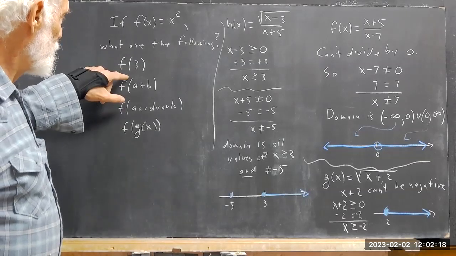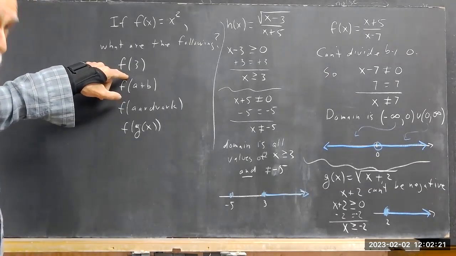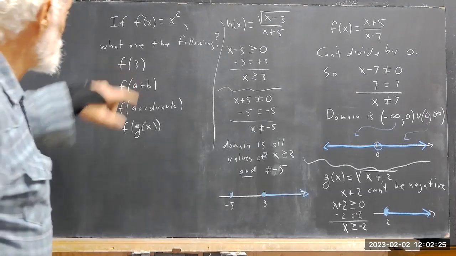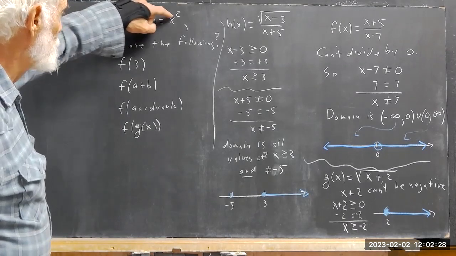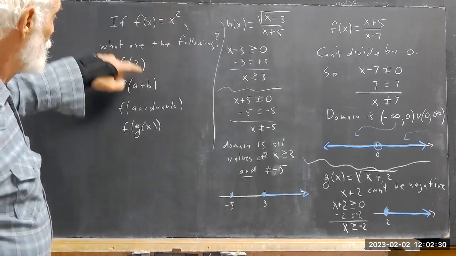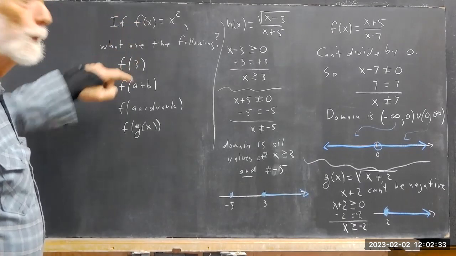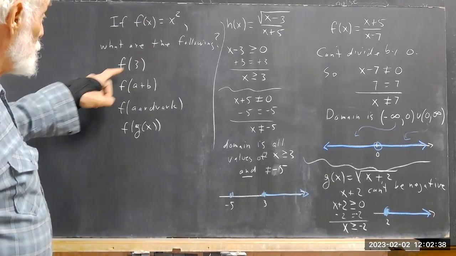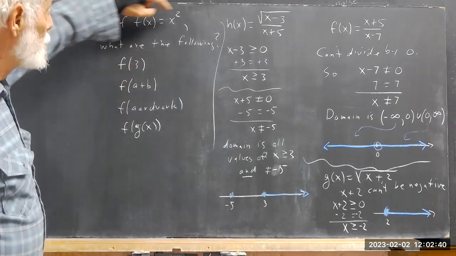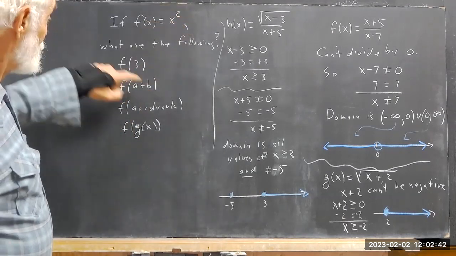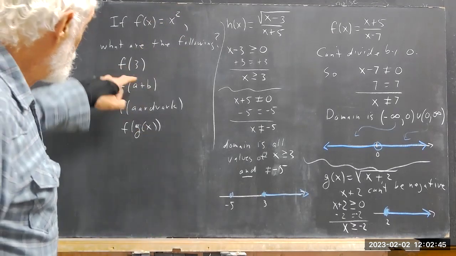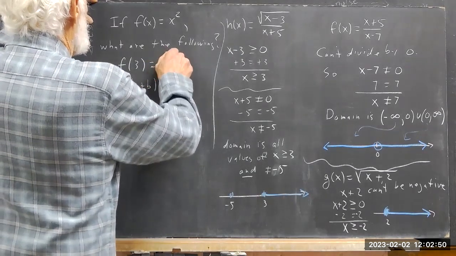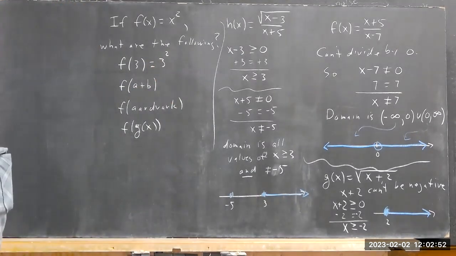Okay, so anyhow, without worrying about what any of this means, this is just clarity. F of 3, well, if f of x equals x squared, then if I write f of 3, that means x equals 3. Right? I mean, it's f of x. So if I write f of 3, x is 3. This is the definition of the function. And this is the application. So f of 3 would be 3 squared.